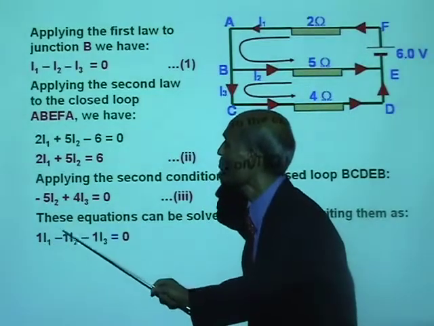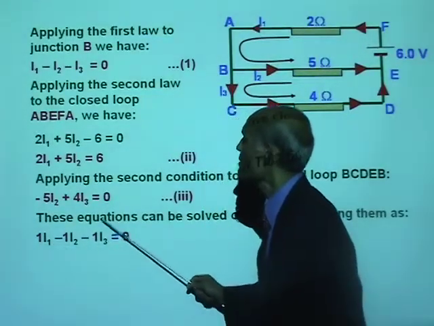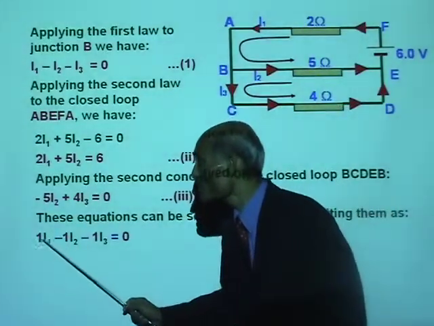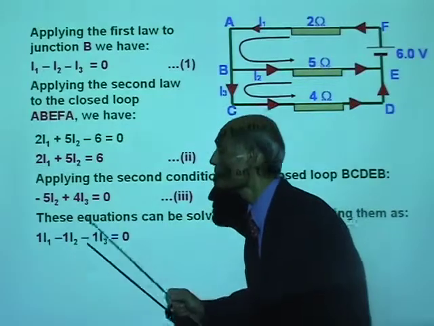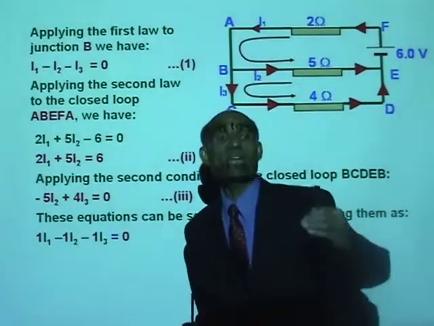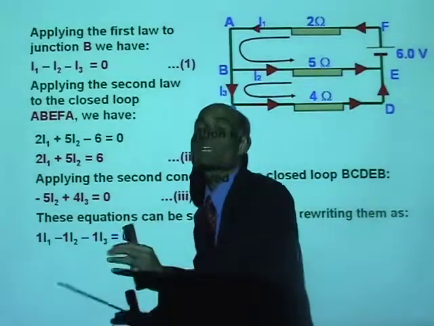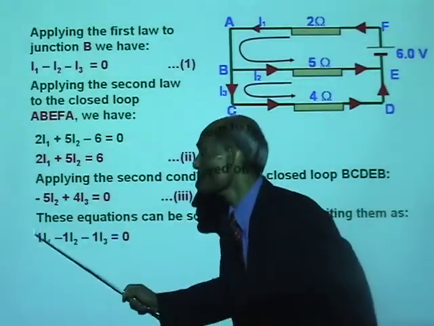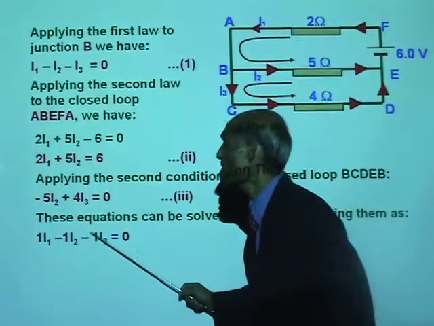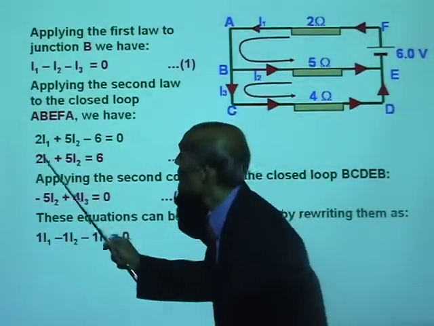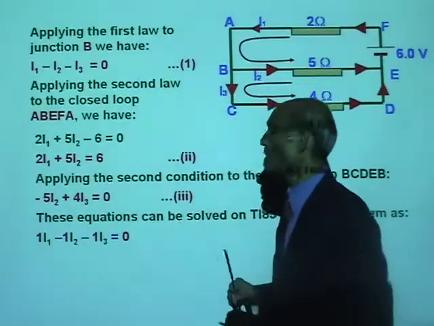1I1 minus 1I2 minus 1I3 equal to 0. Now those are the coefficients of the variables. You see that? AX plus BY plus C equal to D. These are the coefficients. I have identified them using red colors. Now how do we write this equation in the same form?